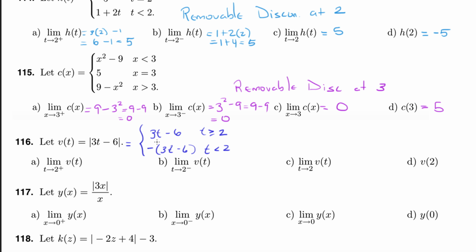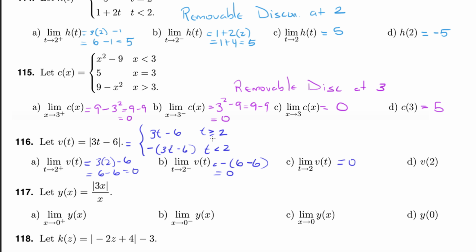Okay? Now that you've written it like this, man, my English is not perfect. Let's find the limit. So when t approaches 2 from the right, you have to use this one. So it's going to be 3 times 2 minus 6. That gives you 6 minus 6. That gives you 0. If you approach from the left of 2, you use the bottom one. So it's negative 6 minus 6, which is just 0. The limit does exist and it's equal to 0.